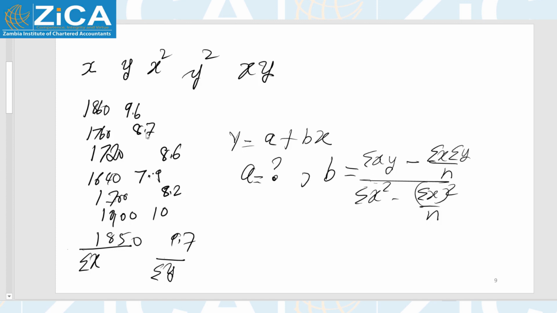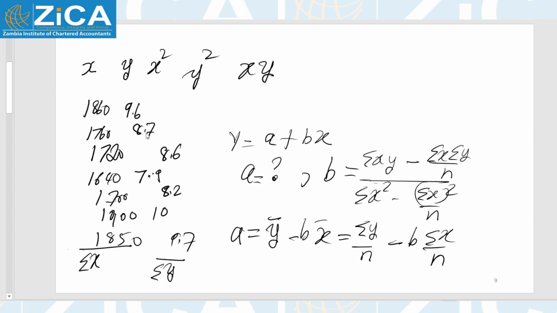When you get the value of b first, then you go to the value of a, because a will be equal to y bar minus b times x bar. And you ask, what is y bar? Y bar is the mean of y, summation of y over n, minus b summation of x over n. This you do if you want to do the question manually.